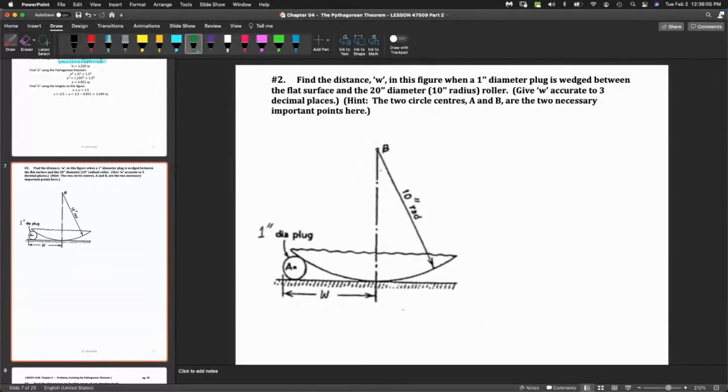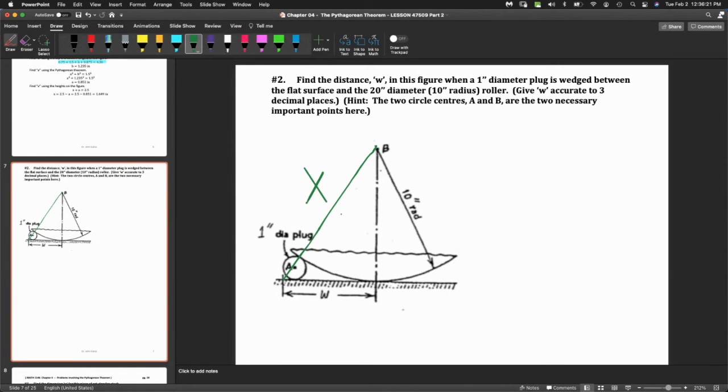So the question is, you want to find out this length. Sorry, you want to find out this length here. So the most common mistake that people make is they go and do this. They try to draw from the corner up to B.